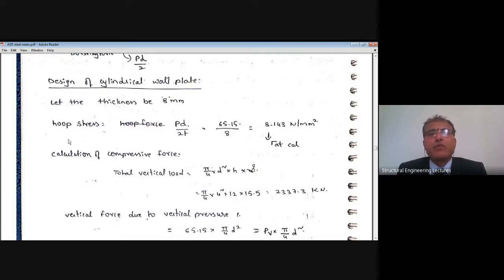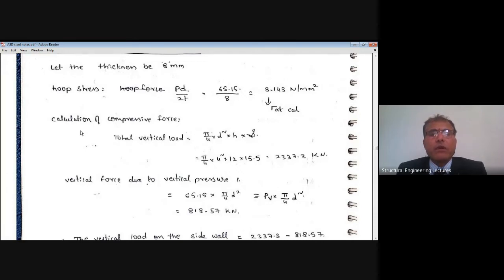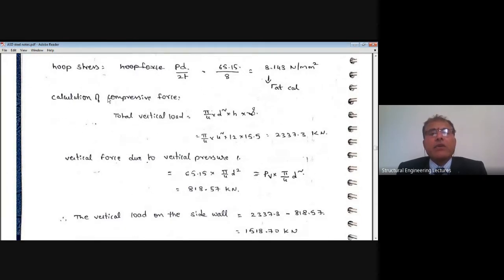Right? This hoop stress means a tensile force, which is much less than the permissible axial tensile stress, which is 0.6 Fy. Therefore, okay. It will not burst, right? Then I'll also calculate the compressive forces like this, right?